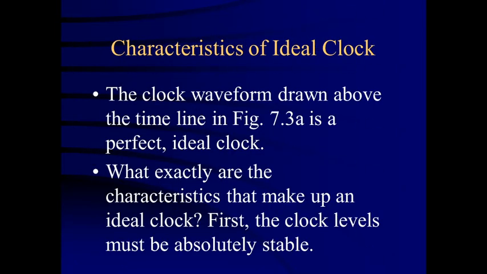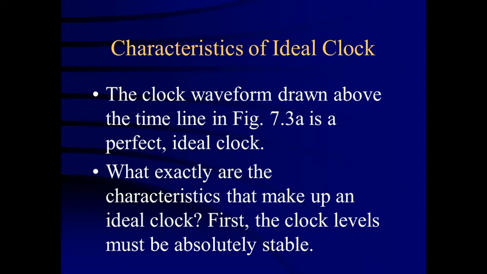Now we are going to study the characteristics of an ideal clock. The clock waveform drawn above the timeline in figure 7.3a is a perfect ideal clock. What exactly are the characteristics that make up an ideal clock? First, the clock level must be absolutely stable.